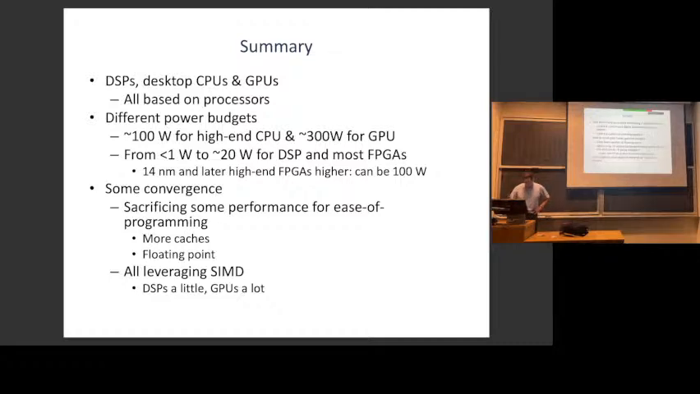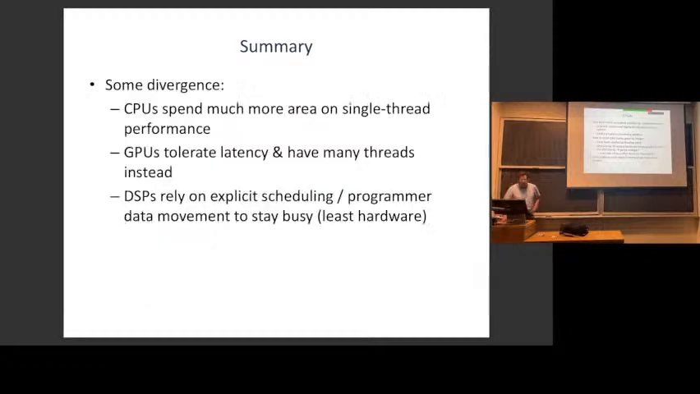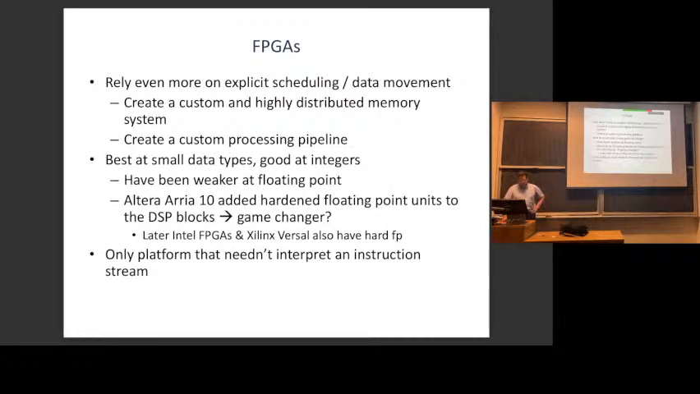Okay, FPGAs rely even more on custom stuff. You have to explicitly schedule the data movement yourself. You can create a custom memory subsystem that's highly distributed, and create a custom processing pipeline. They're best at small data types, right? Because it doesn't take very many of those LEs or DSP blocks, and they're pretty good at integers. They have been weaker at floating point, because if you build floating point out of just DSP blocks and logic elements, it takes a lot of logic elements.